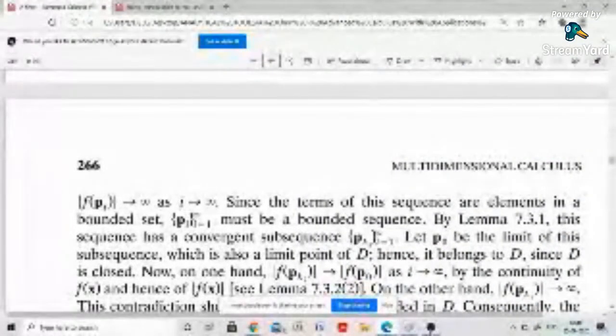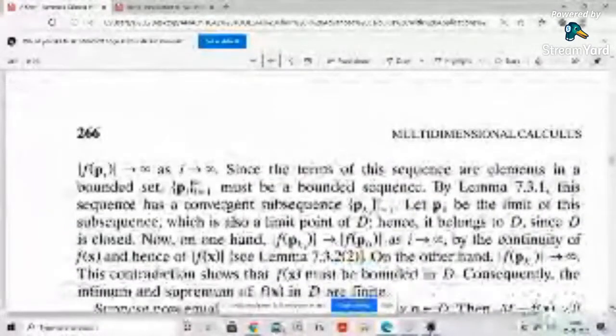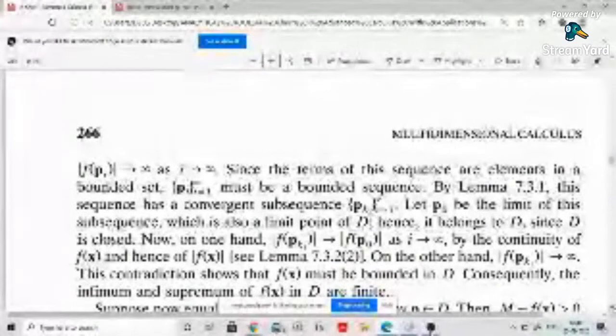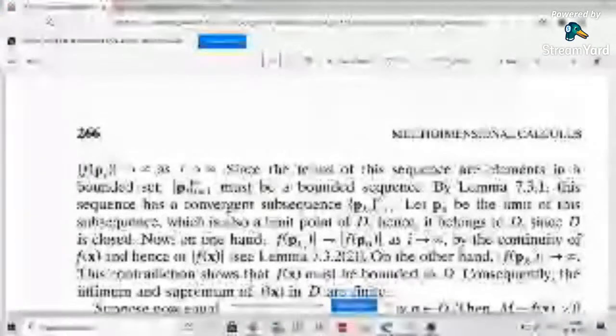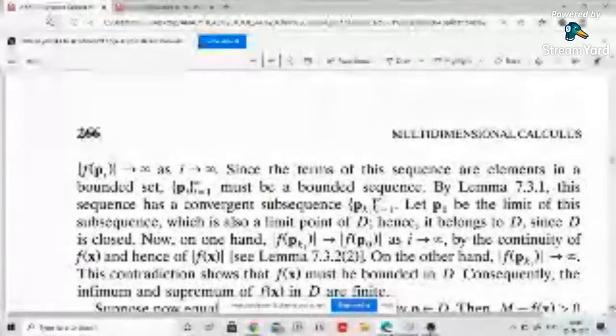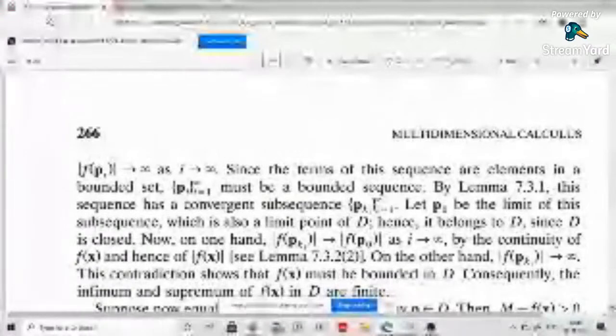we obtain that result. On the other hand, mod f of P_ki, yeah, we are using the subsequence. So f of P_ki goes to f of P naught as i tends to infinity. Okay. So by the continuity of f of x. So we have used the continuity assumption of f to prove that result.